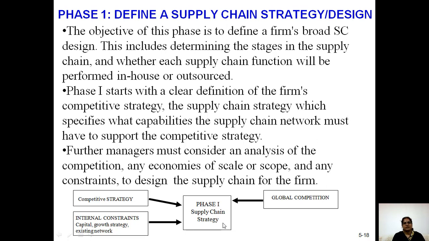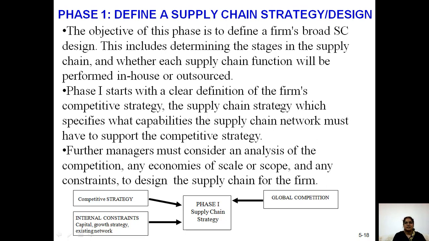Phase 1 starts with the clear definition of the firm's competitive strategy. As I already mentioned, competitive strategy refers to a set of customer needs which a firm seeks to satisfy through its products and services. Once the competitive strategy is set, the next step is to set the supply chain strategy which supports the competitive strategy and specifies the capabilities of the supply chain network.